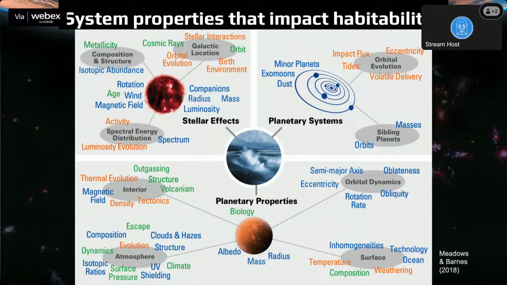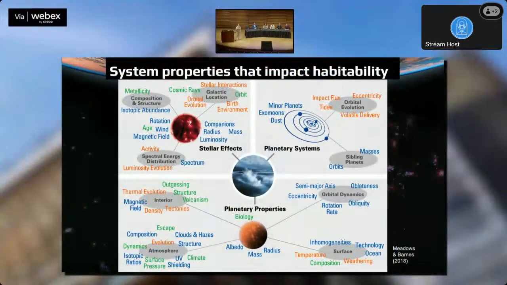So this is actually led off by this great figure put together by Vicki Meadows and Rory Barnes. And it's lovingly referred to as planets are hard. So in the center, you see basically the planet, and you can see the breakdown of the stellar effects, the planetary systems, as well as the planetary properties that go into what makes a planet habitable.